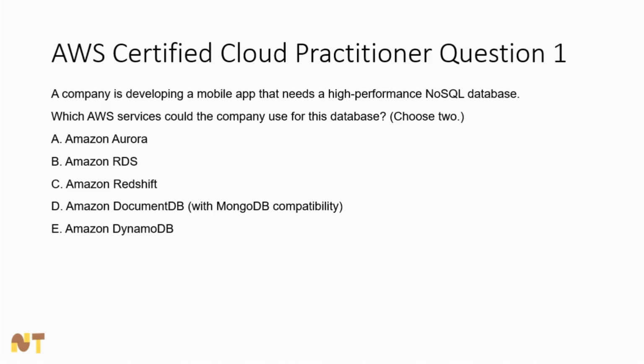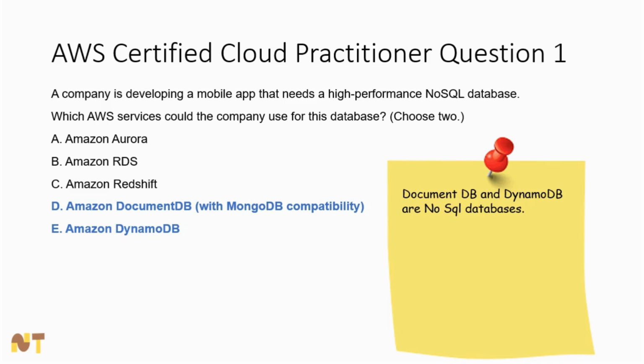As the requirement is to use a NoSQL database, the correct options are option D, DocumentDB, and option E, DynamoDB. The rest of the options are related to SQL databases. So the correct answer is D and E. Moving on to the next question.